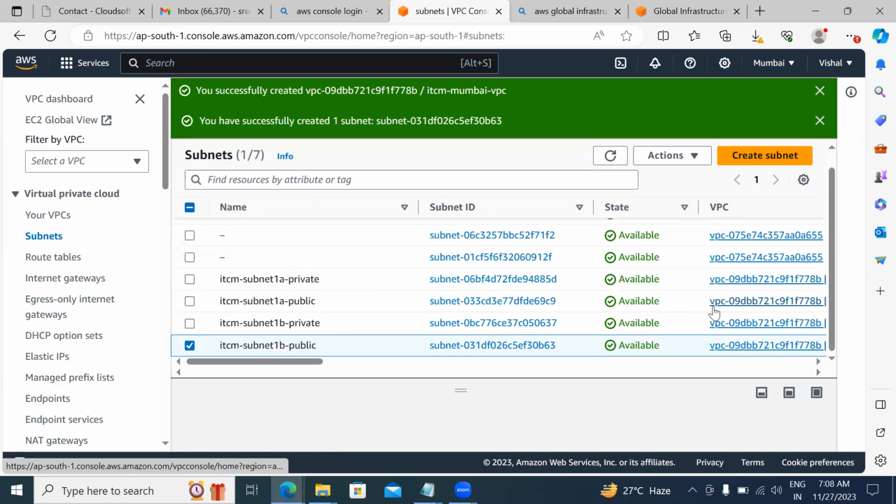So here, as the names are public and private, all are private itself as of now. We want to make at least 2 subnets public and 2 subnets private. But as of now, all 4 are private itself.